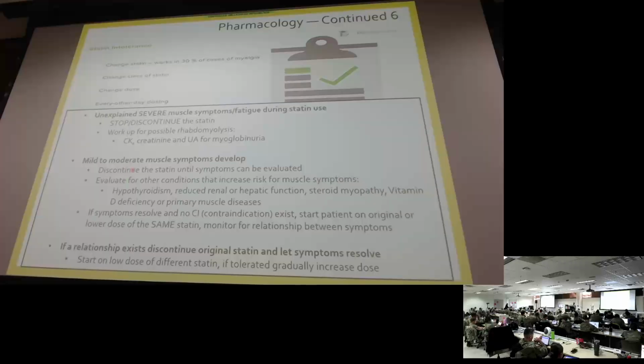Mild to moderate muscle symptoms occurring. Again, tell your patient, hey, you're going to stop it, you're going to work your patient up, and then you'll potentially start the medication back at a lower dose or start them on a different one. And then if a relationship exists, discontinue the original statin and let the symptoms resolve before you start to build them back up on the medication.